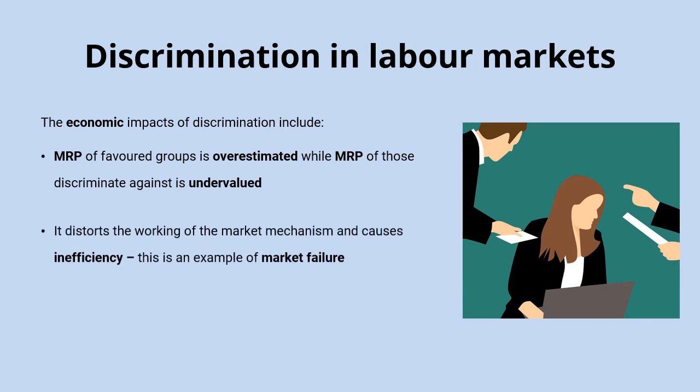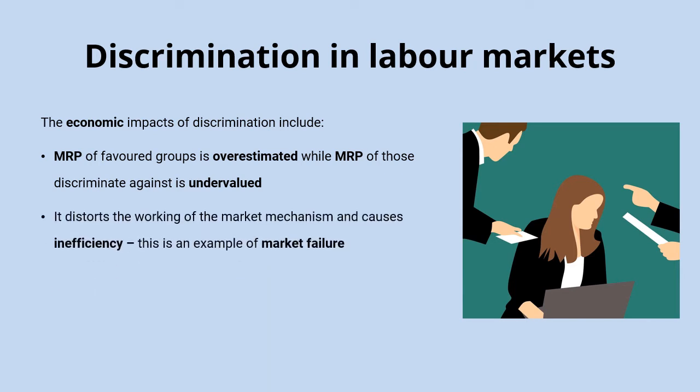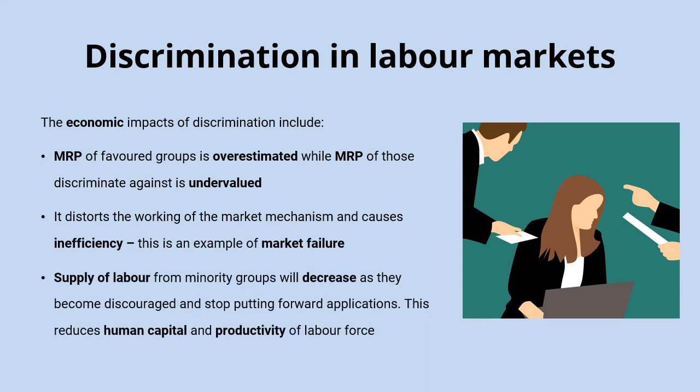And so essentially the MRP curve is the demand curve for labour, and we'll find that that is going to be in the wrong place then for these different groups. So we'll have too little demand for those groups that are being discriminated against, and too much demand for those groups that are being favoured. And so the market mechanism breaks down, and that would lead to an inefficient allocation of resources if we find that demand curve for labour in the wrong place, as we've described there.